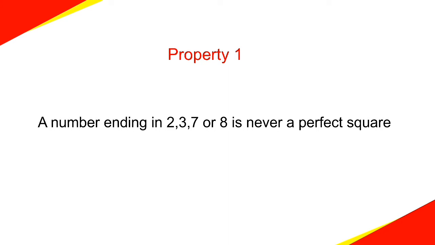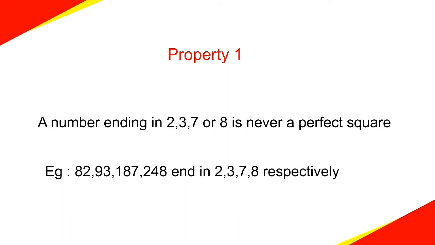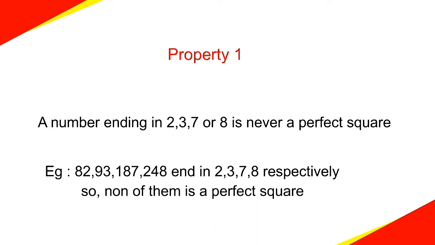Now we are going to see some examples regarding this. 82, 93, 187 and 248. These numbers are ending with the unit digit, that is 2, 3, 7, 8. According to the property 1, what we can say? These numbers are not a perfect square.